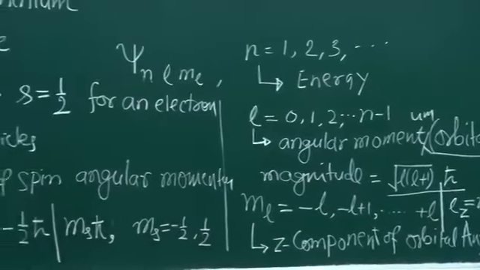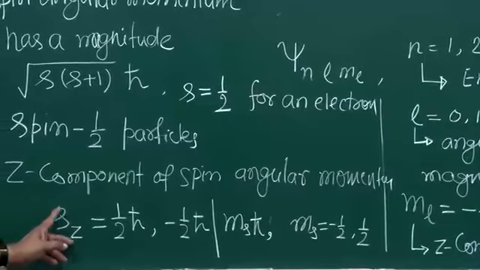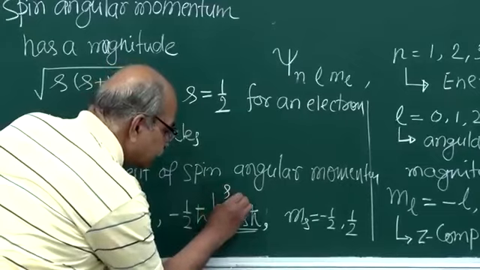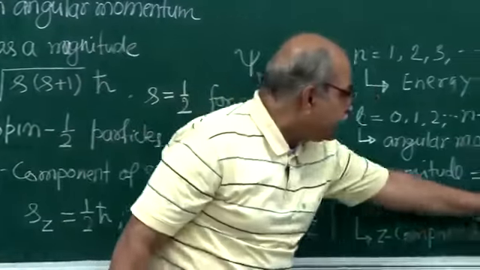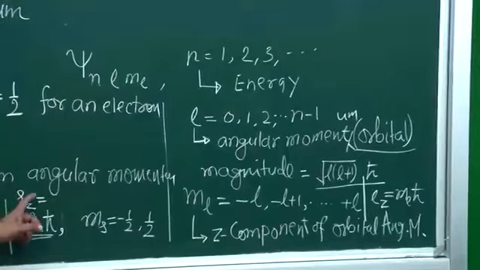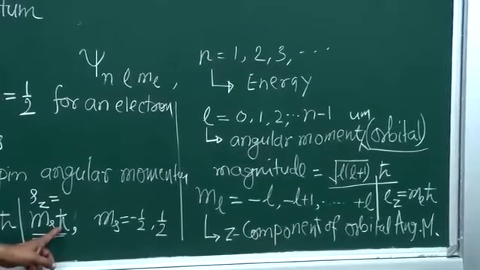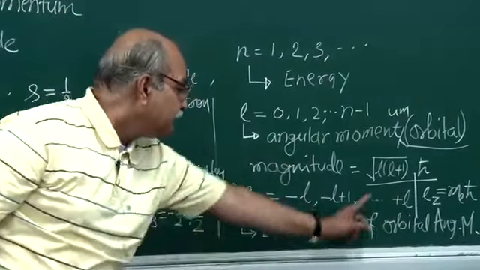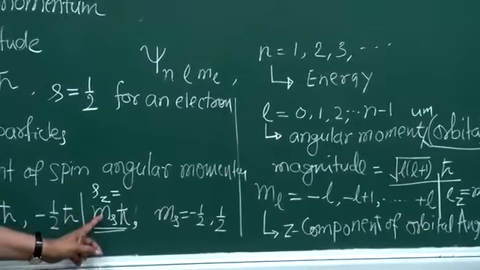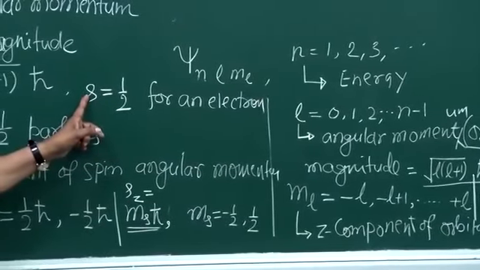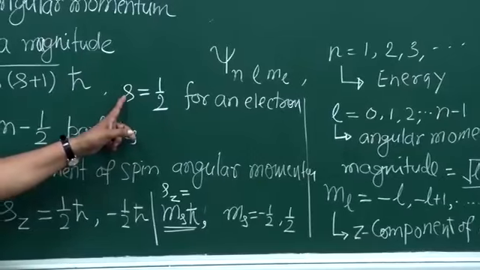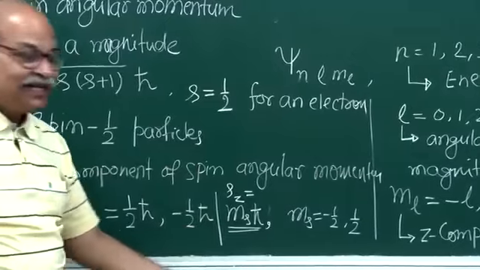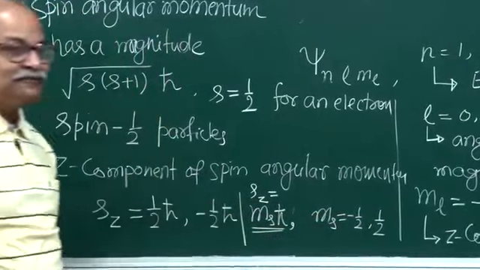Similarly here, the z component of spin angular momentum is ms into h cross, this is Sz. So Lz is ml into h cross, Sz is ms into h cross. And just like ml can take values from minus L to plus L in steps of 1, here ms can take values from minus S to plus S in steps of 1. So that will be minus half to plus half in steps of 1, and that is minus half and plus half.